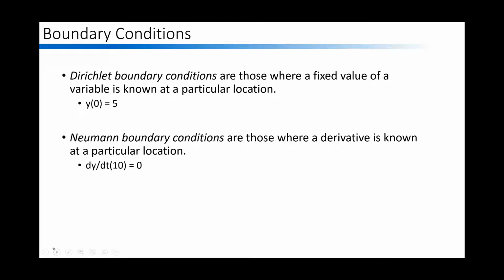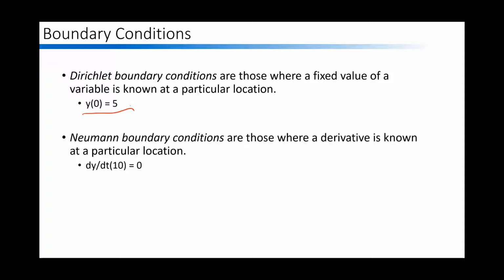So the first type of boundary condition problem is called Dirichlet boundary conditions, where we know a value at a fixed point. So we can say, I know for example, y at 0 is 5. These can be a little bit more intuitive in how we can solve it because we know that point exactly. We know that value of that ODE.